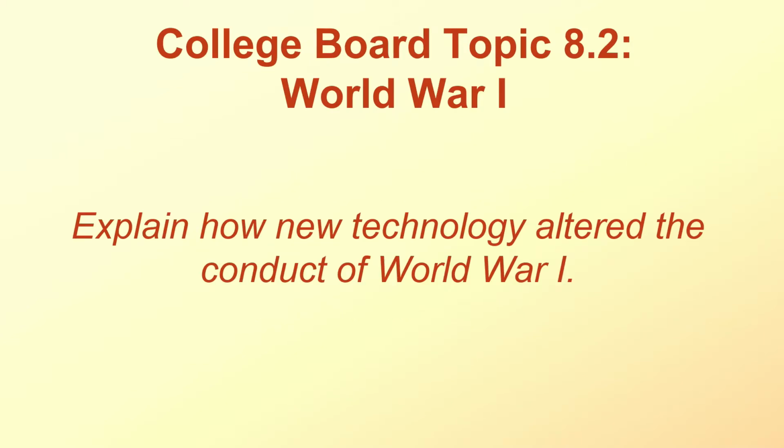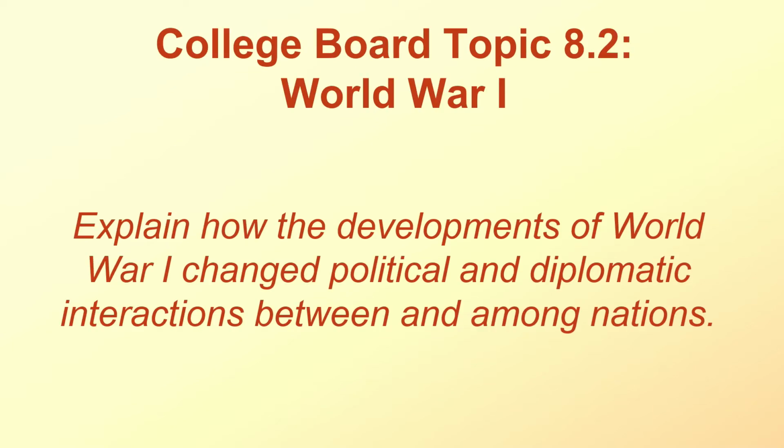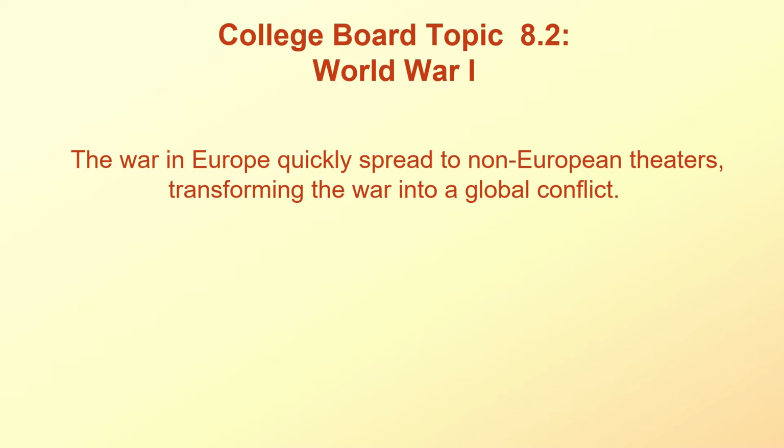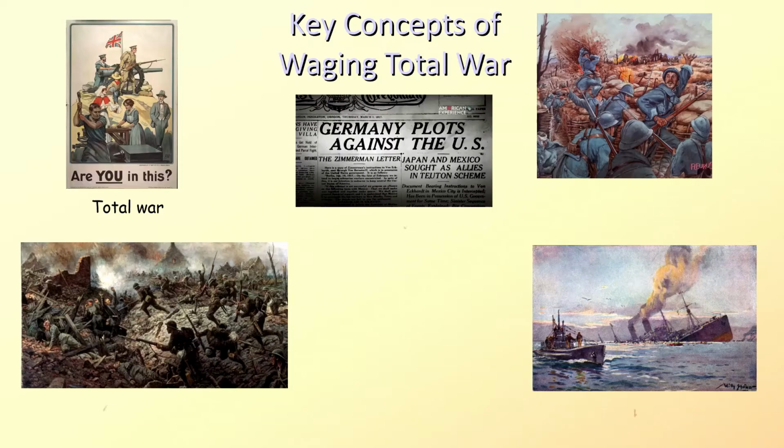And then with this other part of College Board Topic 8.2, explain how new technology altered the conduct of World War I. We're really going to see that here. New technologies confounded traditional military strategies and led to trench warfare and massive troop losses. Explain how the developments of World War I changed political and diplomatic interactions between and among nations. War in Europe quickly spread to non-European theaters, transforming the war into a global conflict. We'll see that. So the place is Europe, 1914 to 1919.